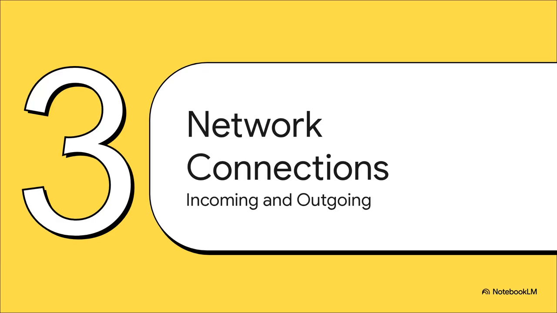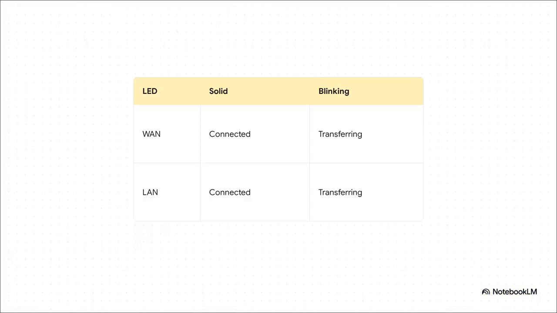Section 3. Decoding network connections, incoming and outgoing. What's really clever here is how the router cleanly separates your external internet feed, that's the WAN, from your local wired computer connections on LAN ports 1 through 4. WAN stands for Wide Area Network. That's the cable coming straight from your internet modem. If the WAN light is solid, the physical cable from the outside world is seated properly. When you download a big file, you'll see that WAN light start blinking rapidly.